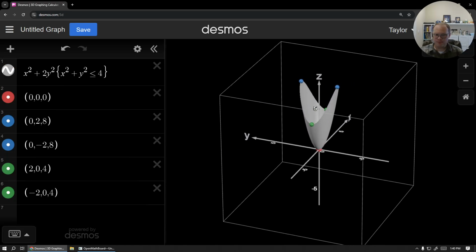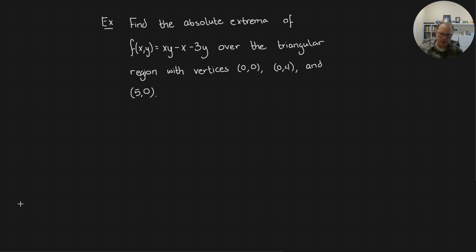Okay? Let's do one more example. We want to find the absolute extrema of the function xy minus x minus 3y over the triangular region with vertices 0, 0, 0, 4, and 5, 0. So we again want to find the absolute maximum and absolute minimum. Absolute extrema is just a word saying both the absolute extreme values. The absolute maximum, the absolute minimum, right?